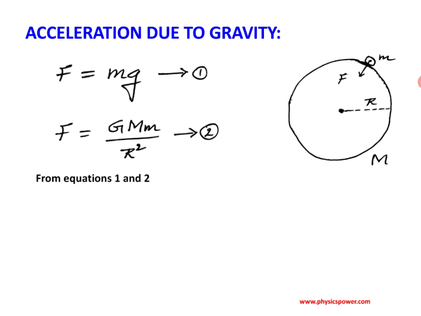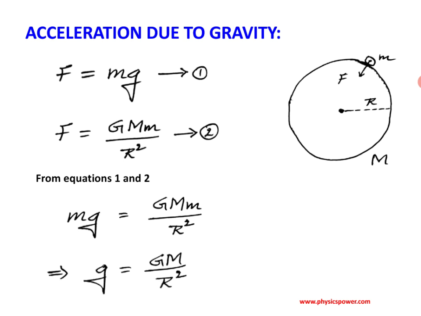So from equations 1 and 2, both are equal, so we can write mg equals GMm by r square. In this equation, small m on both sides gets cancelled. Then you will get g, acceleration due to gravity, equals GM by r square. Here capital G is the universal gravitational constant. M is the mass of the Earth or in general the planet, and r is the radius of the Earth or the planet. So the acceleration due to gravity of a planet or the Earth is directly proportional to the mass of the planet and inversely proportional to the square of the radius of the planet.